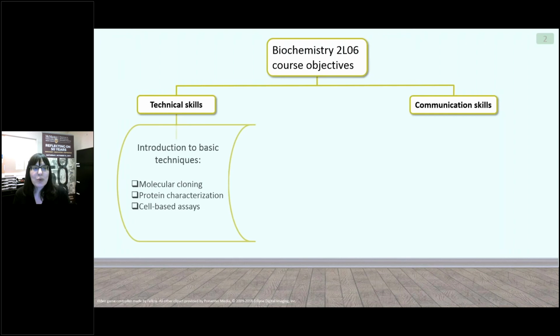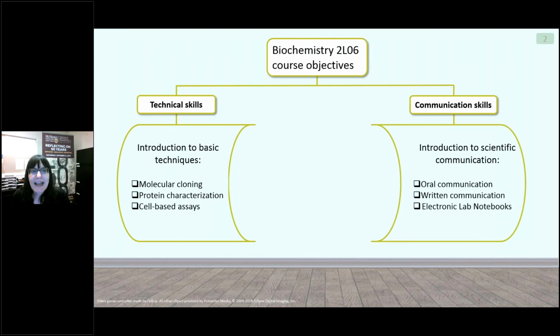With respect to technical skills, we have an introduction to basic techniques like molecular cloning, protein characterization, and cell-based assays, for example. In terms of the communication skills area, we want our students to be introduced to scientific communication, such as oral and written, and the lab notebook, which everyone finds very tedious at the beginning. Throughout this, of course, we really want to also emphasize transferable skills like grit, perseverance, motivation, failure and how to deal with it, as well as optimism.